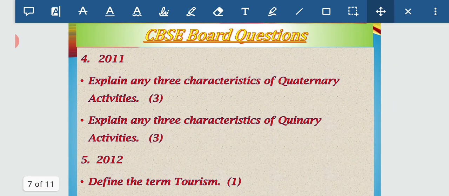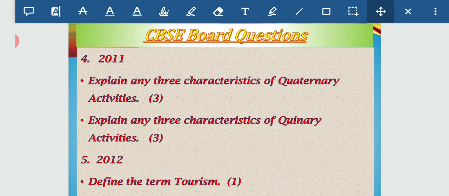Now, 2011, explain any three characteristics of the quaternary activities. Now, the three characteristics of the quaternary activities, number one, it is a specialized and complex category of activities, and it is mainly concerned with the knowledge of education, information, research and development. Secondly, quaternary activities basically refer to the more intellectual occupations, and the task is to think, research and develop.